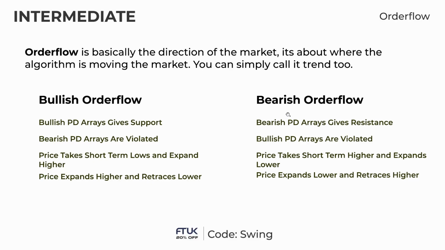Then for the bearish order flow, it's completely opposite. Bearish PD arrays are going to be respected and they're going to provide resistance to the price, and the bullish PD arrays are going to be violated. Price is going to take short-term highs and expand lower, and then price is going to expand lower and retrace higher.